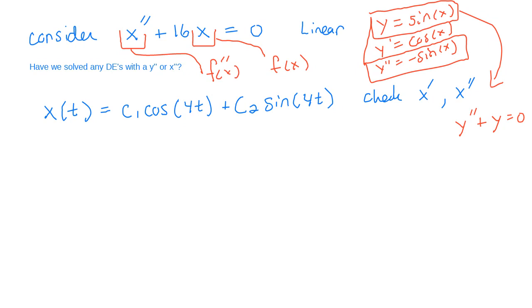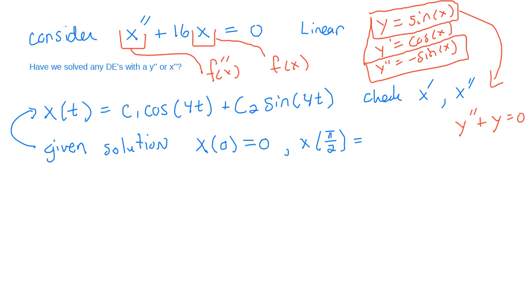Okay, so this right here is a given solution. With boundary values, usually what happens is you are given a DE, you try to solve it, and then they give you these points. For example, x of 0 equals 0, and x of pi over 2 equals 0. These are the boundary values. They're just points, and remember, it's x of t because t is the variable.